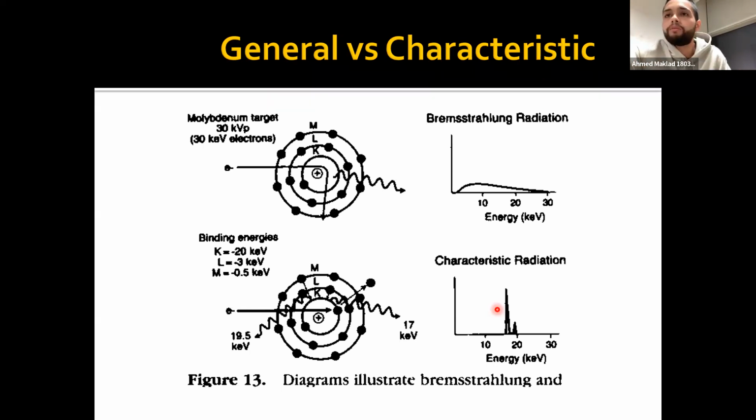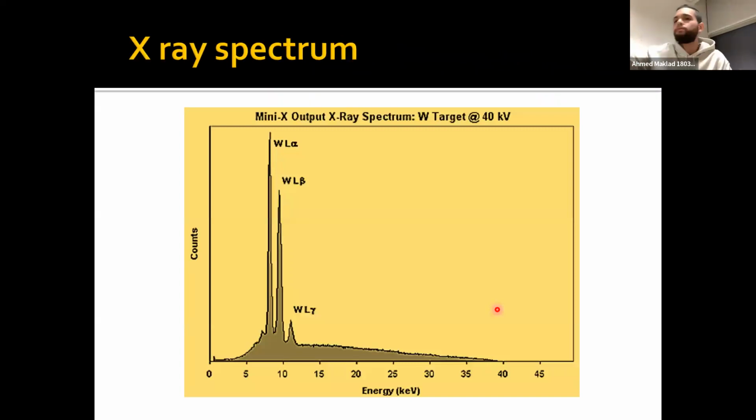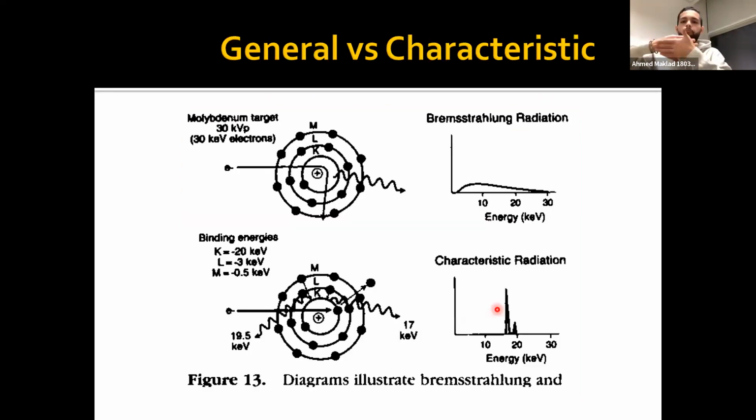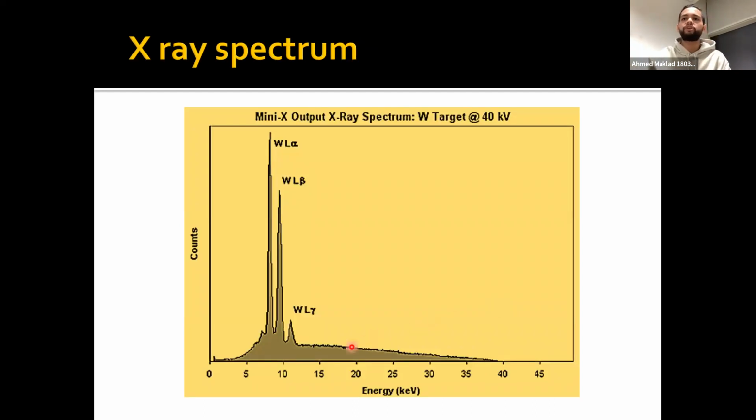All right. Moving on. Again, same thing. This image is basically those two images just combined, superimposed on each other. You can see both of them. You can see the general radiation down right here, and then you can see those spikes. Those are the characteristic radiations.